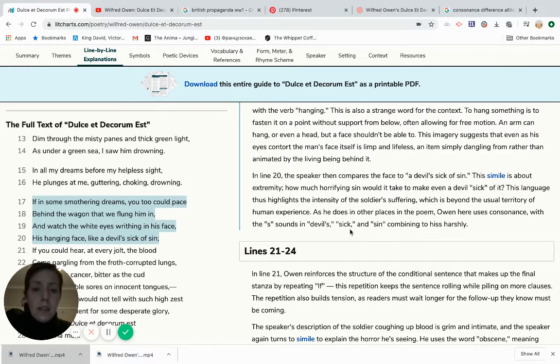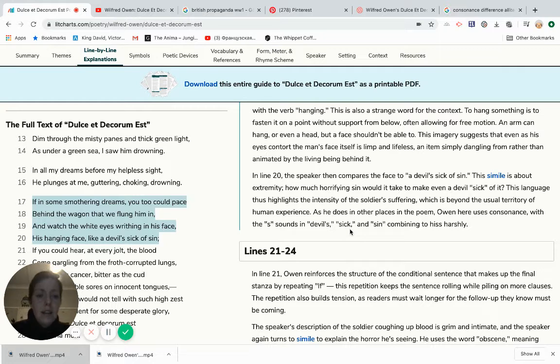In line 20, the speaker then compares the face to a devil's, sick of sin. This simile is about extremity. How much horrifying sin would it take to make even a devil sick of sin? This language thus highlights the intensity of the soldier's suffering, which is beyond the usual territory of human experience.